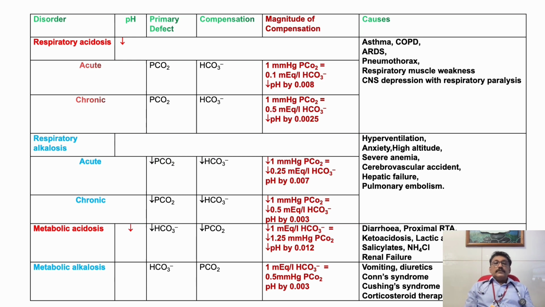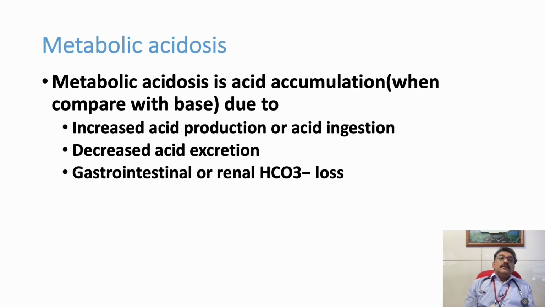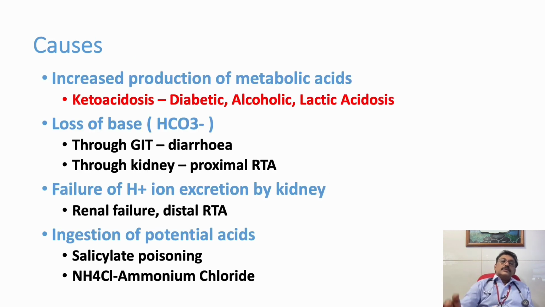You can get metabolic acidosis in diarrhea, proximal renal tubular acidosis, diabetic ketoacidosis, alcoholic ketoacidosis, lactic acidosis, salicylate poisoning and renal failure. So many conditions can cause metabolic acidosis. Metabolic acidosis is the accumulation of acid, that is hydrogen ion, compared with base, due to increased acid production or acid ingestion, decreased acid excretion, or gastrointestinal or renal bicarbonate loss. Increased production of metabolic acids occurs in ketoacidosis, where ketone bodies are produced, in diabetic and alcoholic ketoacidosis, in lactic acidosis, or in any other toxic alcohol induced metabolic acidosis, such as methanol and ethanol.